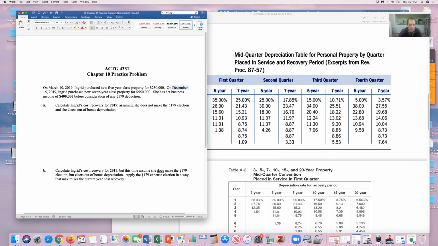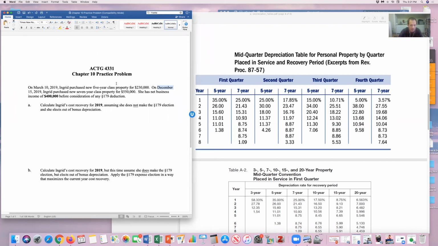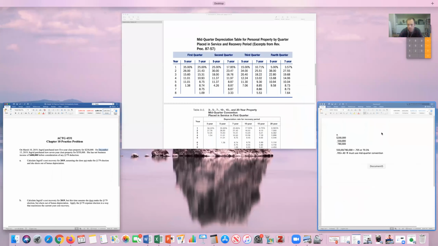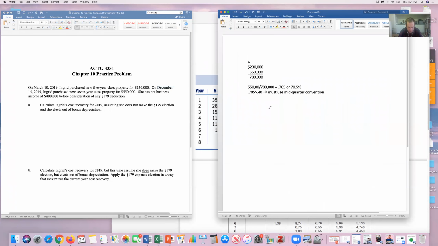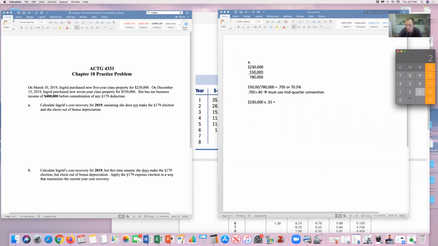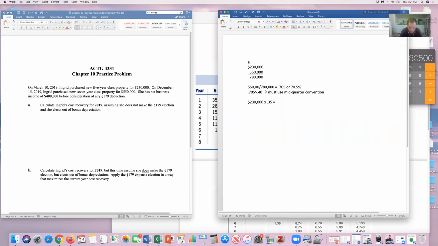All right, so let me look here. The 5-year class property was in the first quarter. So I'm going to go first quarter, 5-year, 35% is what I'm going to use for that property. Its basis was $230,000. Okay, so I'm going to take 230,000 times 35%, or $80,500.